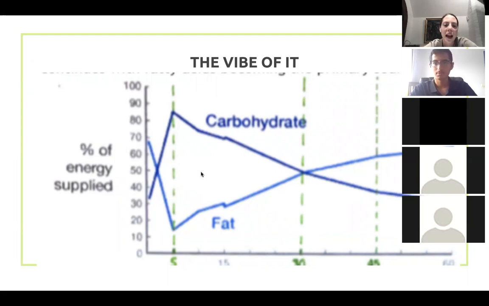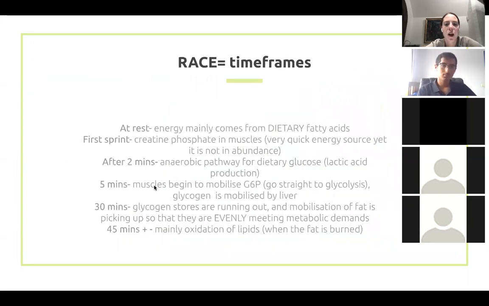Makes sense. So this is fat. We start with mainly fat. Then we have a point where carbs are really taking off, and then we're at this 5-minute mark now. We're beginning to mobilize the glycogen in our liver, and glucose is also used in our muscles and mobilized from some small storages in the muscles.